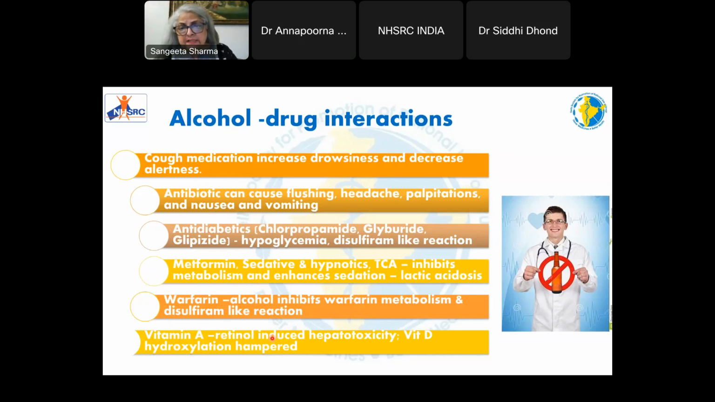There are chances that if the patient is also taking alcohol, retinol-induced hepatotoxicity may happen. Vitamin D may be less effective because hydroxylation is hampered here. So caution the patient not to take these drugs along with alcohol. At least 1 week abstinence should be there.